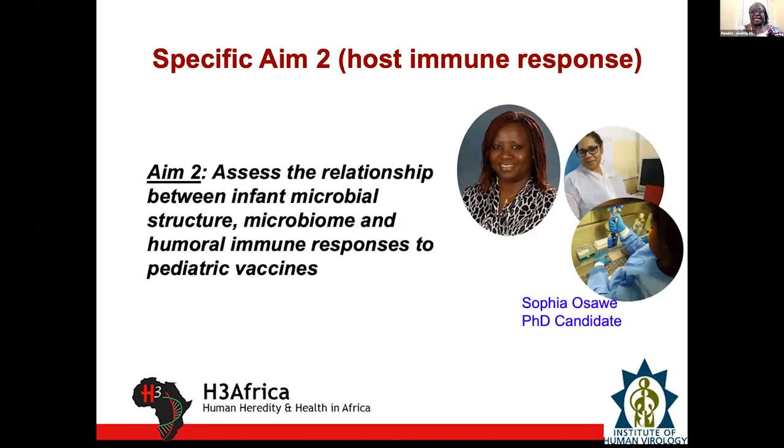The second specific aim, which I led, working with postdocs, in this case, Sophia Osawe, who is a PhD postdoc, is to assess the relationship between infant microbiome structure and the immune responses to pediatric vaccines that we see between these two groups of infants, those that are exposed but uninfected by HIV and their matched controls.